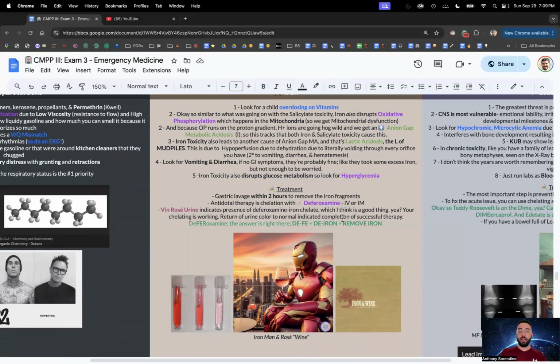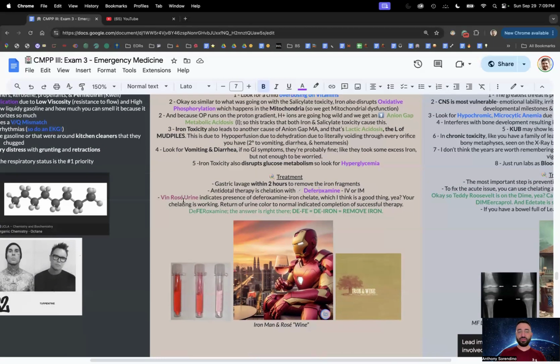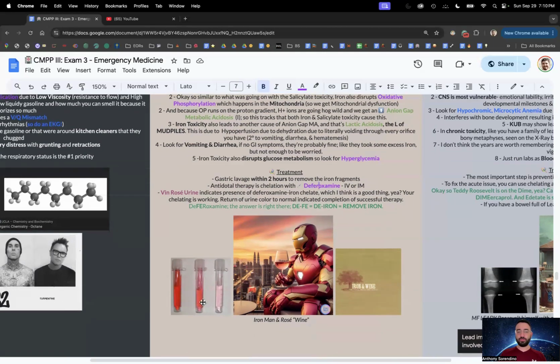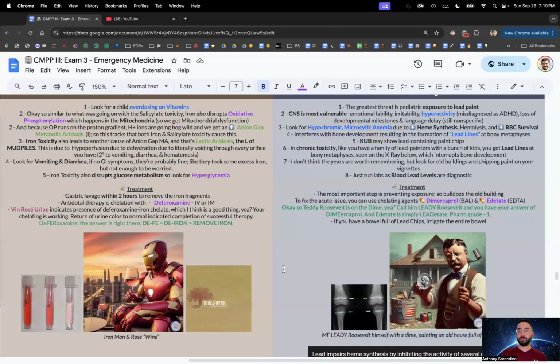That's interesting. And then you want to know the treatment here is deferoxamine. So deferoxamine, the FER is kind of in there for iron. So you're de-ironing from oxygen. I mean, there you go. So de-iron, so DFE, from your body. And then you can get this vin rose urine. That's going to be the presence of the chelate, which means that it's working. So if you see this wine colored urine, that means it's working, and then it's going to go back to normal color, which means you're done. So you can think of iron and wine, which is a band.